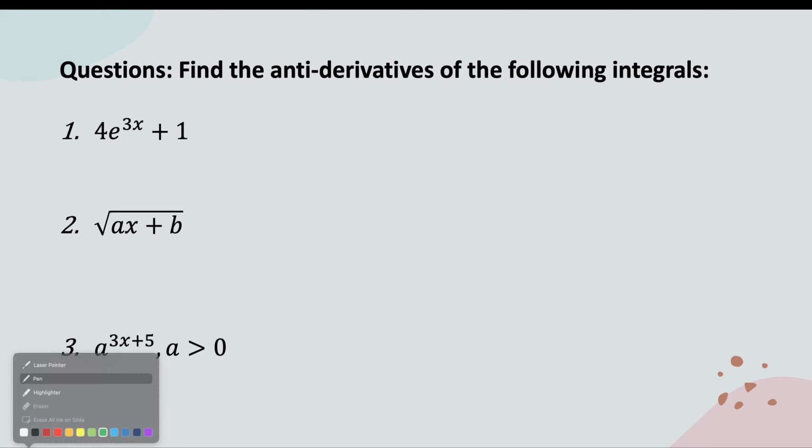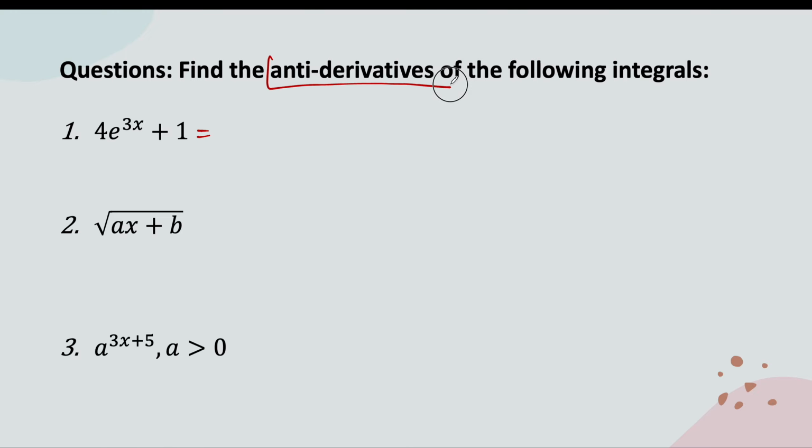The first question is there on your screen. I would suggest that you please try to solve it yourself first. It's asking me to find the antiderivative of the following integrals. What is antiderivative? It is simply finding the integral of this function. So that is integral of 4 e to the power 3x plus 1 dx.